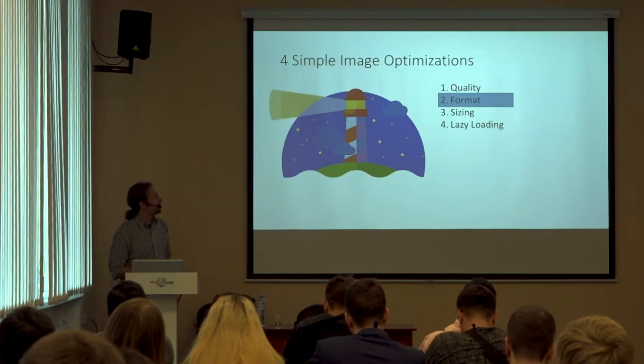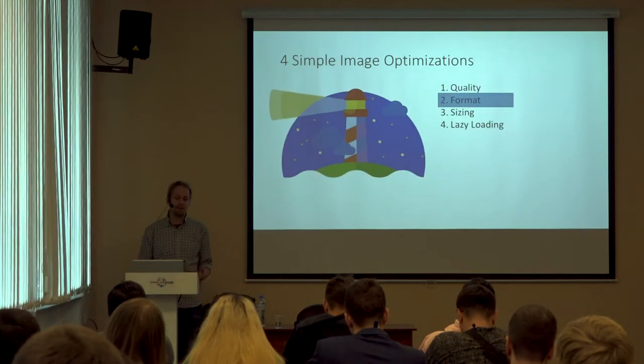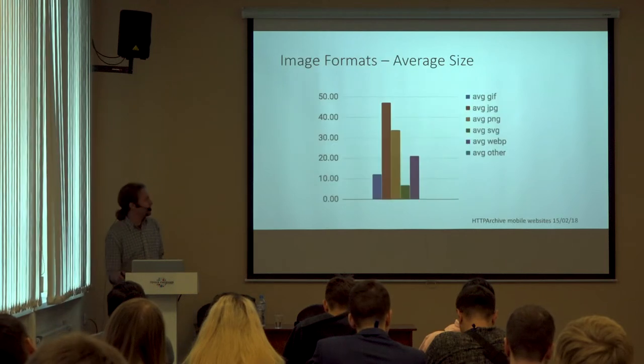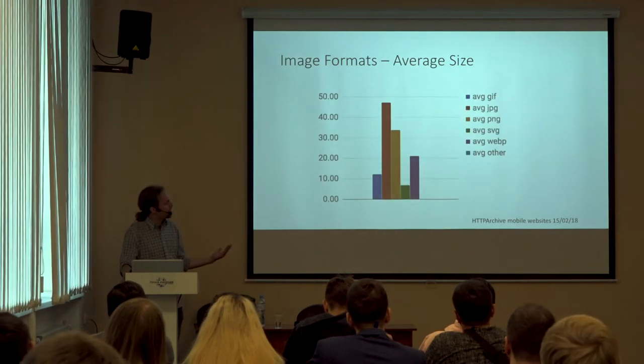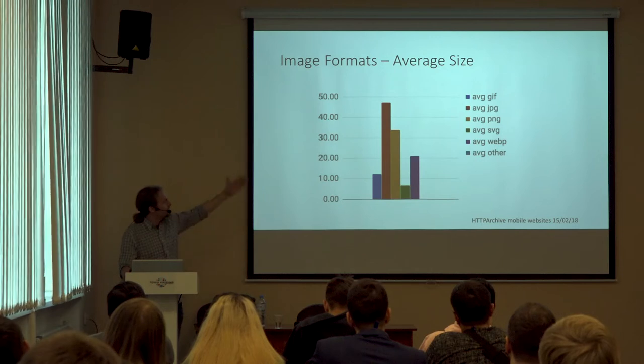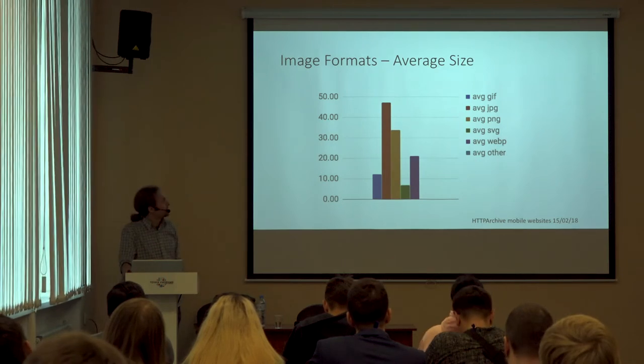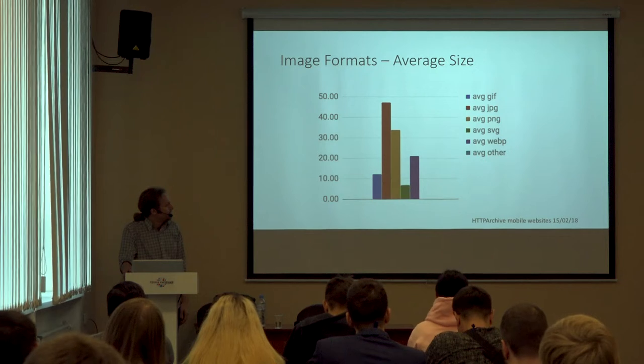So let's go to the second optimization that shows up in Lighthouse, and that's image format. If we look at the different image formats out there, this is again HTTP Archive data. What's the average size? JPEGs are generally the largest. The average size is about 47 kilobytes.